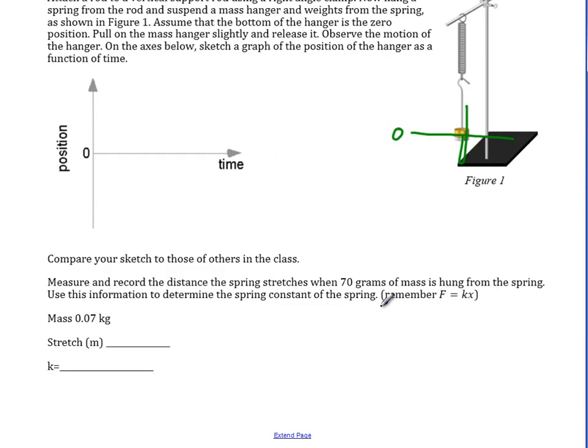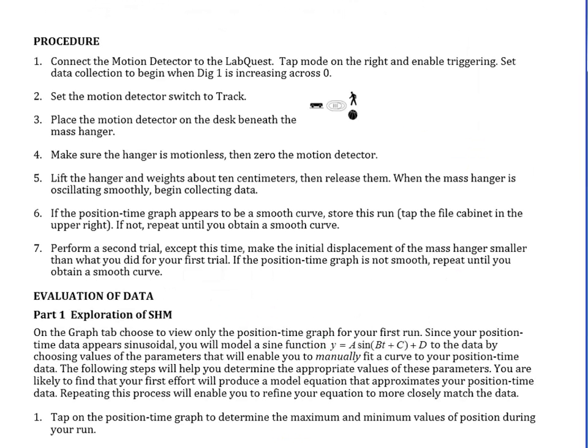Now you're going to actually hang the mass on there, and it wants the spring constant and the stretch, right? And so remember F equals kx, so you're going to have mg equals kx. You'll measure the distance it moves and you can calculate k. Then we need to get the motion detector set up to collect data.